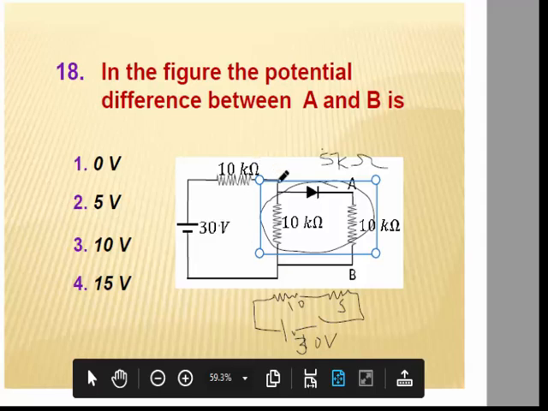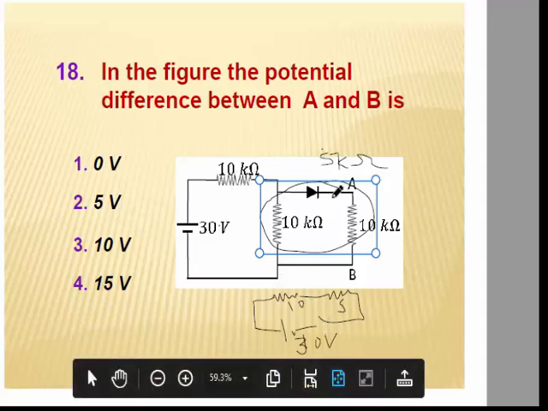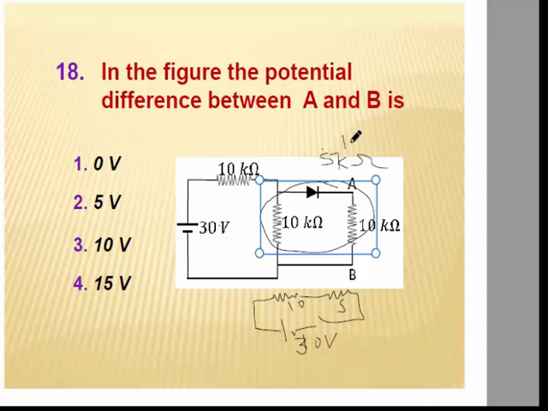30 voltage falls across 10 and 5. If you divide this, out of 30 volt, nearly 10 volts goes to the 5 kilo ohm, and the remaining 20 volt goes to the 10 kilo ohm. Means what is the answer here?